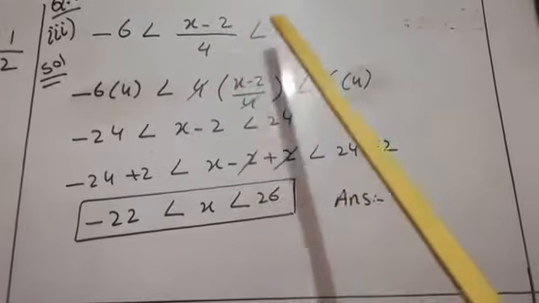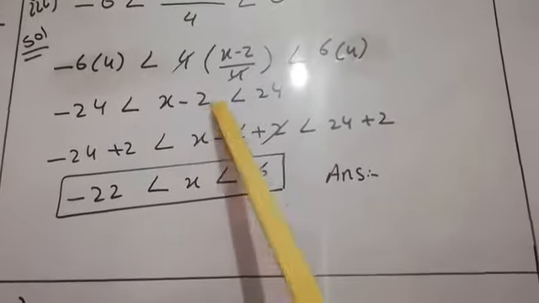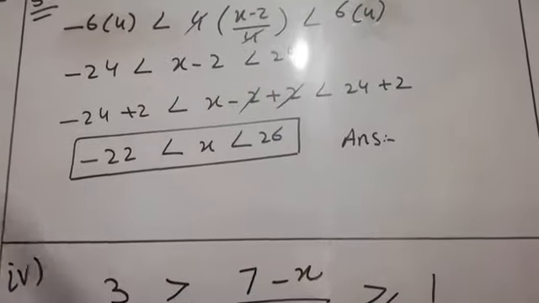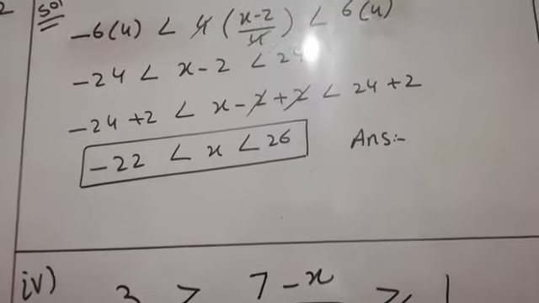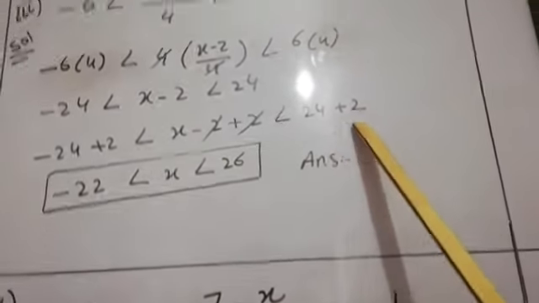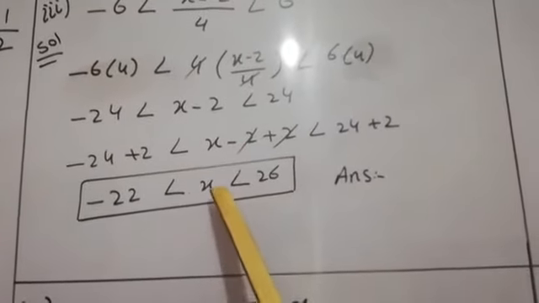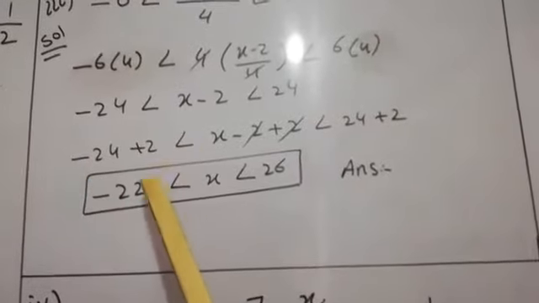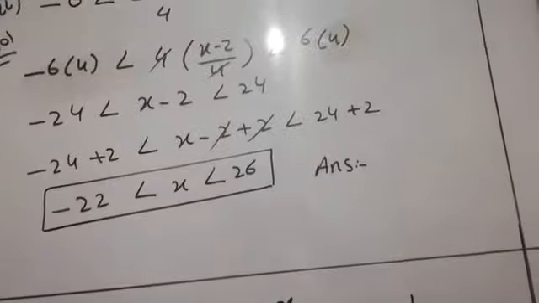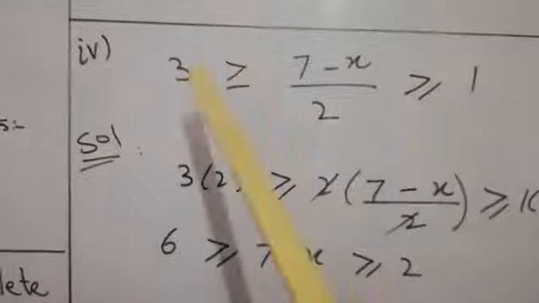This is the type of double inequation, okay, double inequality. In this, x is between these two numbers. So we have minus 24 less than x minus 2 less than 24. We will add 2 on all sides, in all the terms of the inequation, and we will get minus 24 plus 2, which is less than x minus 2 plus 2 less than 24 plus 2. You can see that minus 2 plus 2 will be cancelled, and we have the inequation minus 24 plus 2 is equals to minus 22, less than x less than 24 plus 2 is equals to 26. Now we will move to the last part of the exercise.